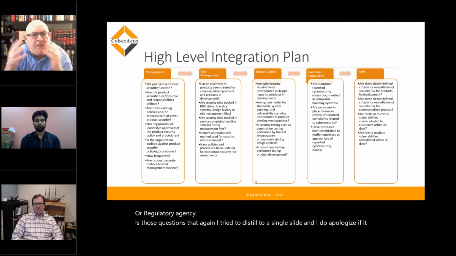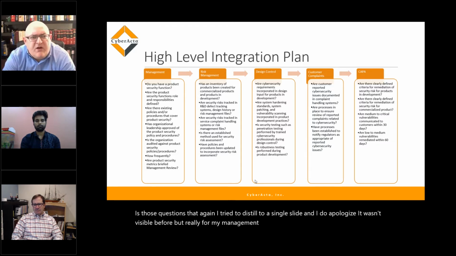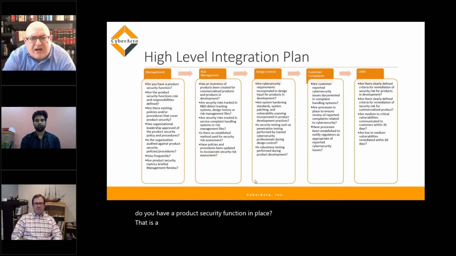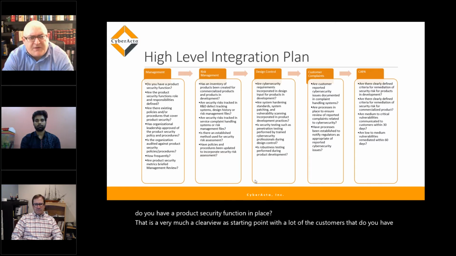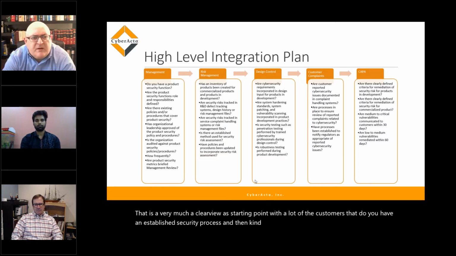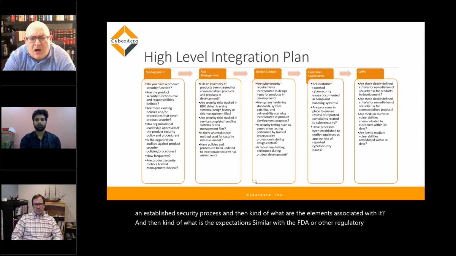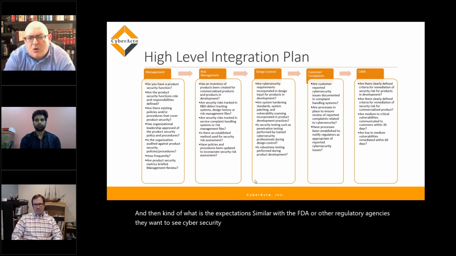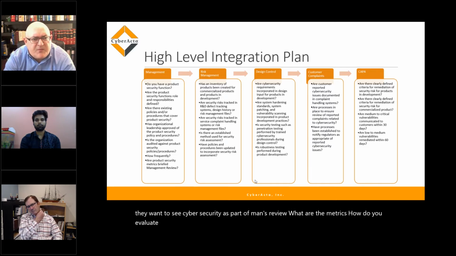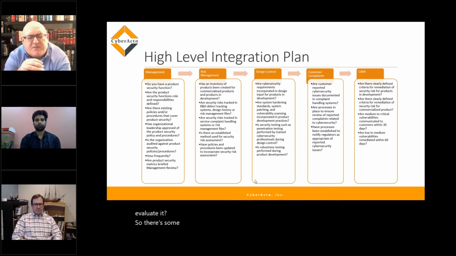But really, from a management standpoint, the question you're going to get is, do you have a product security function in place? That is very much a clear view, a starting point with a lot of the customers. Do you have an established security process, and then what are the elements associated with it, and then what is the expectation? Similar with the FDA or other regulatory agencies, they want to see cybersecurity as part of management review. What are the metrics? How do you evaluate it? So those are some of the key elements from a management standpoint.